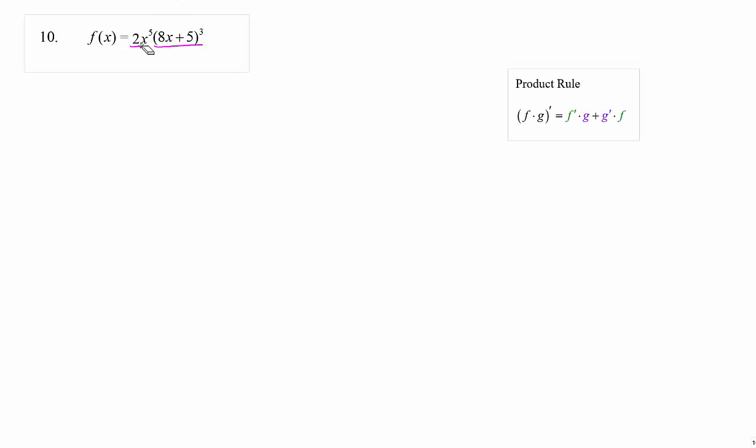Okay, so I'm actually going to go ahead and color coordinate here. So the first is going to be 2x^5, and then my second will be the (8x + 5) to the 3rd power. So product rule says the derivative of the first, so I'm going to take the derivative of 2x^5, so I get 10x^4, then times the second, times (8x + 5) to the 3rd power. And now this will be plus, I need the derivative of the second. So when I take the derivative of the second, this is going to require my general power rule.